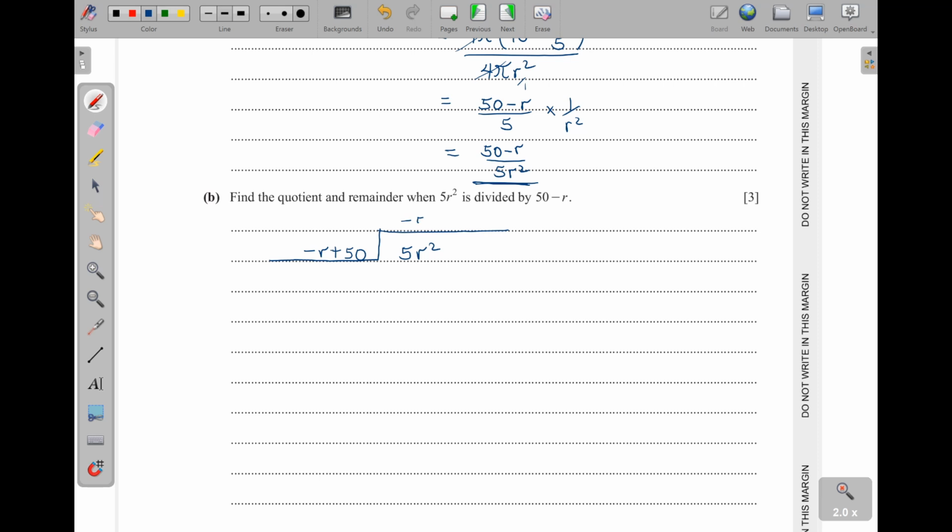So negative 5r here, now we multiply through. Remember, you just divide by the first one, the rest you multiply. So negative r times negative 5r, you get 5r squared, and then 50 times negative 5r, we shall get negative 250r. And then we can now subtract to eliminate this r squared. Remember, here we have 0r. So 0r minus negative 250r, we get positive 250r.